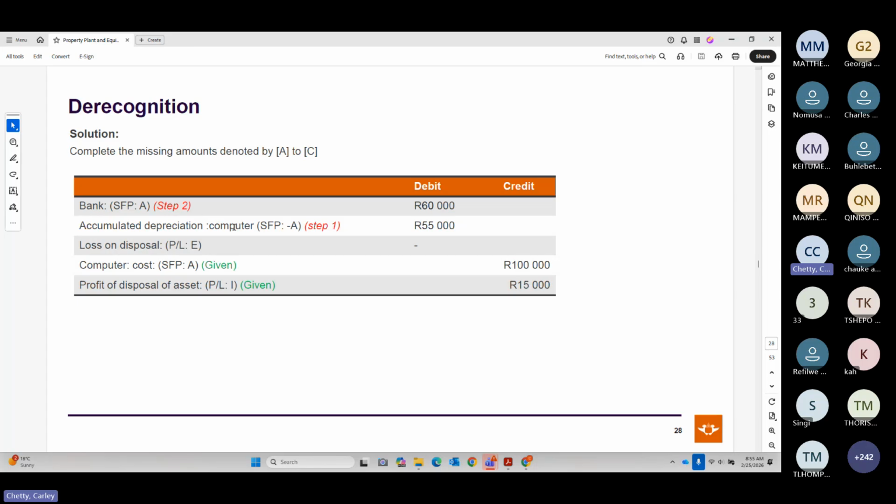The original cost of the asset must be credited. The computer originally cost 100,000 Rand, so we are crediting the computer cost with 100,000 Rand. We are removing the cost from the accounting records. And then we have a profit on disposal of the asset of 15,000 Rand. So this shows all of the missing numbers we had. We were able to use the profit and the carrying amount to work out the accumulated depreciation and the proceeds on disposal.